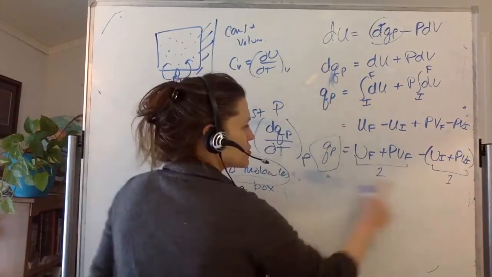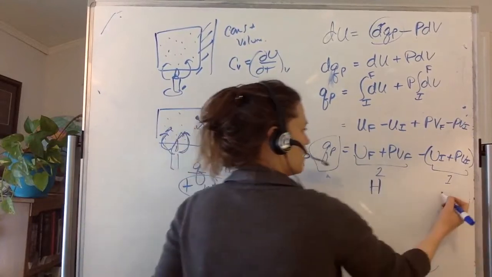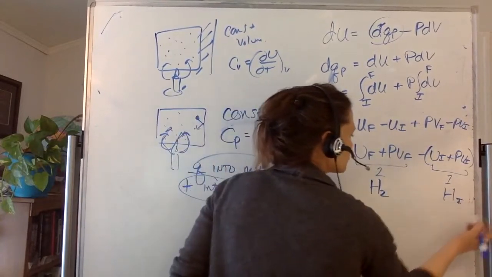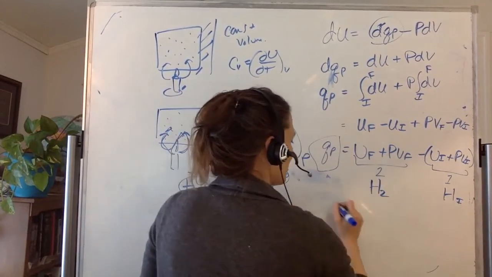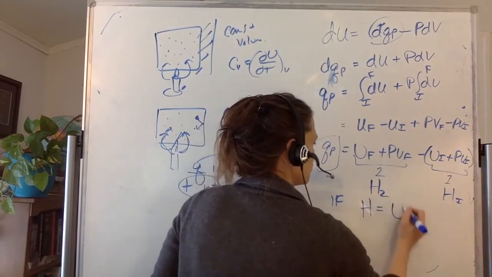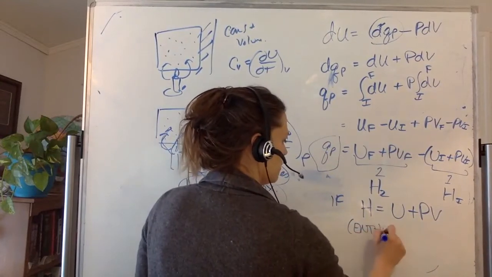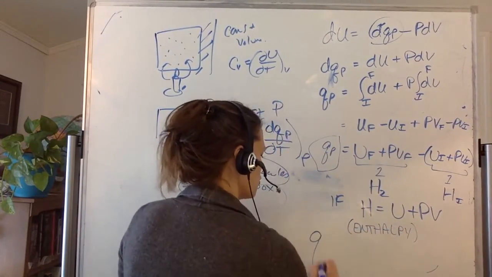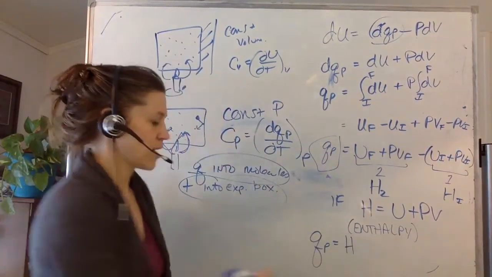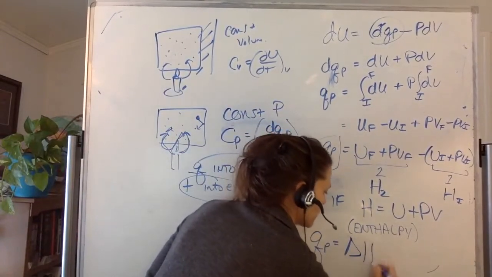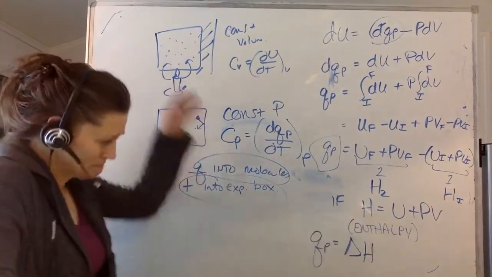First law. So this means that we need to name this something. Let's call it H, because why the hell not? So this is H2 minus H1. So that means QP, oops. So if H is equal to U plus PV, when we call this enthalpy, then that means Q at constant pressure is equal to delta H. That looked weird. Delta H! May I introduce the enthalpy?